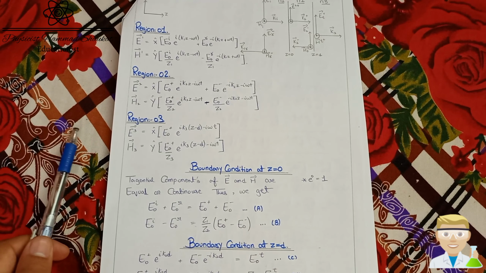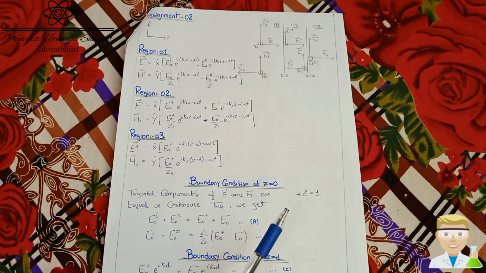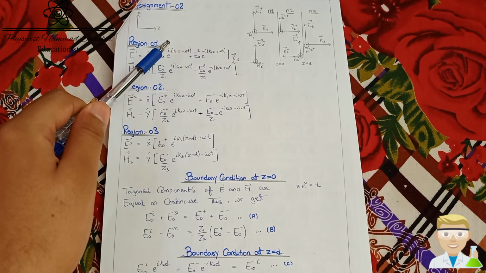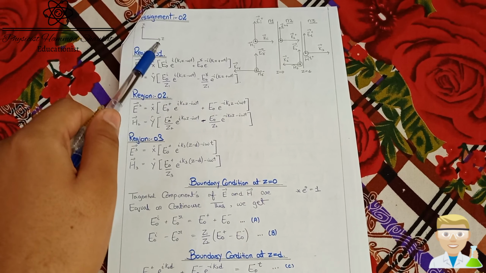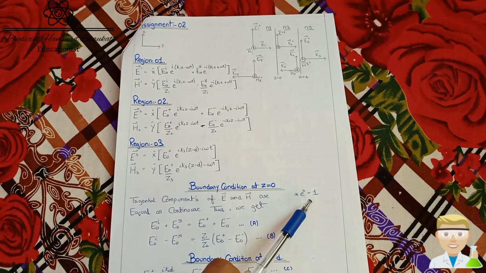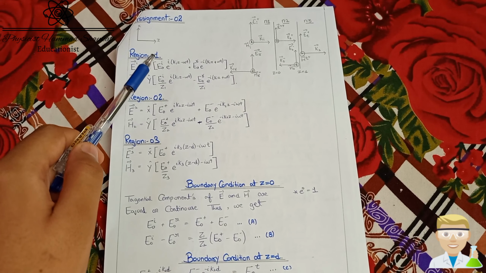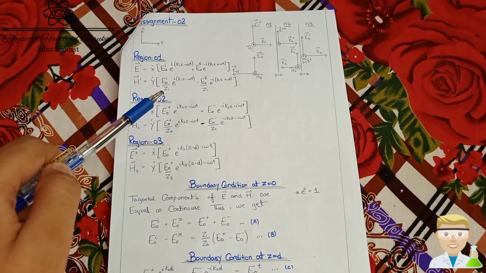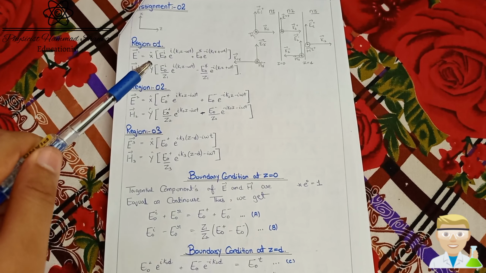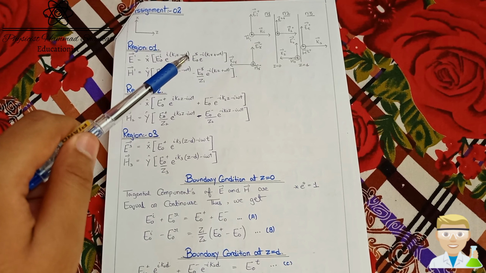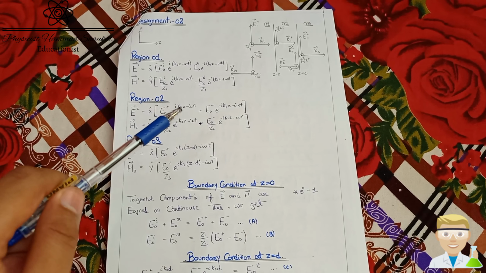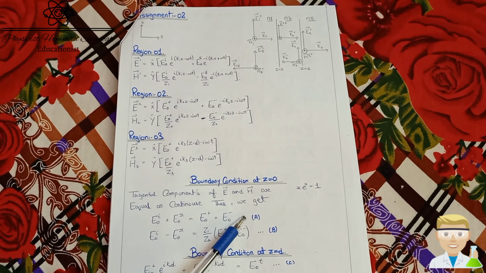Applying z equals 0, the exponential term becomes e power 0, because in every part there is z in the exponential power, and exponential power 0 means 1. So the directions and amplitude constants cancel with the region 2 ones, and you are only left with E naught I plus E naught R for the electric field equals E naught plus plus E naught minus. This is equation A.